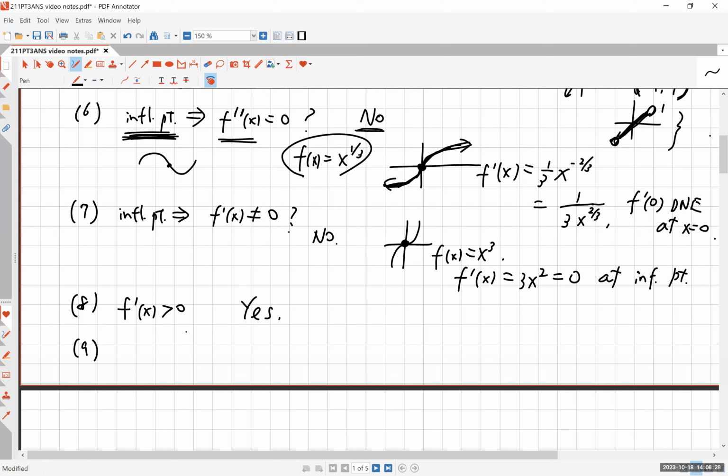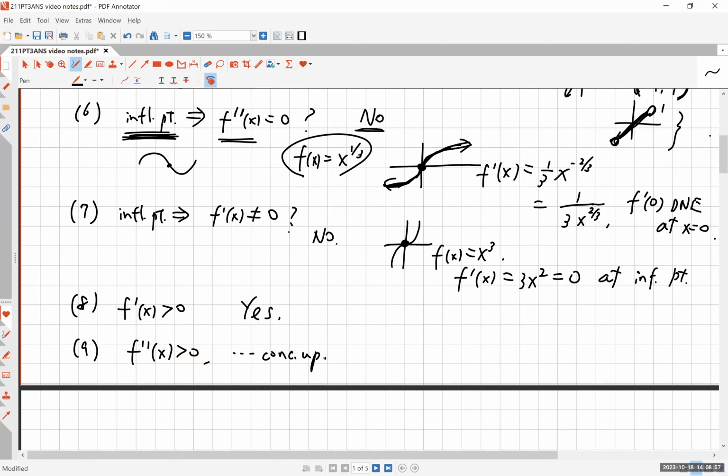All right, number 9. If the second derivative is positive for every real number, the function cannot have an inflection point. Okay. If the second derivative is positive everywhere, what does it mean? Well, that means that it's concave up. Okay, and it's always concave up, right? Number 9 says if the second derivative is positive everywhere, the function cannot have an inflection point.